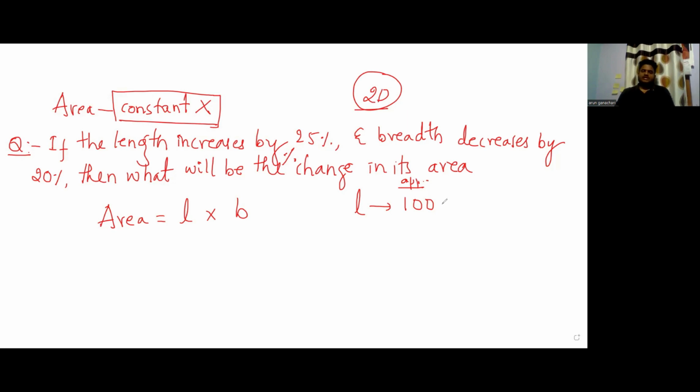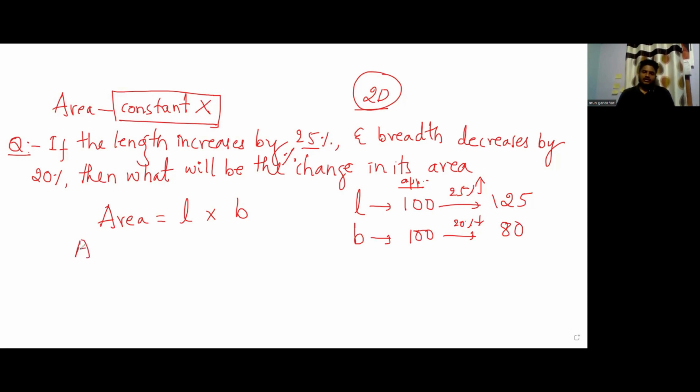If length was 100, then we had a 25% increase. From 100, how much do we have? A 25% increase. So what will that be? If 100 is increased by 25%, then that will be 125. Similarly, if your breadth was 100 and now it is decreased by 20%, what will be the new value? 80. Getting this? What we are doing here?